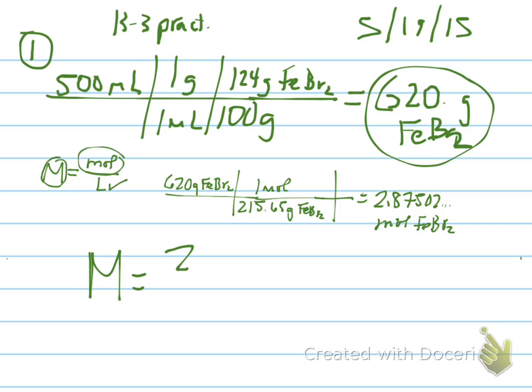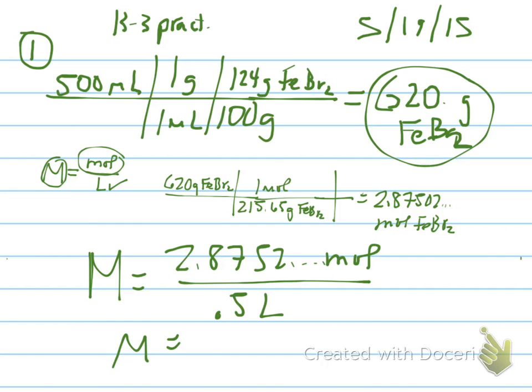So the molarity is going to be equal to 2.87502, etc. moles. How many liters of solution do we have? 0.5, right. So we get a molarity of, our raw answer is 5.750057964 molar. And with sig figs, if you have the printed copy that has 500.0 milliliters, that means you have how many sig figs?